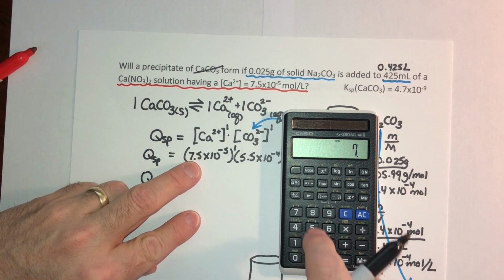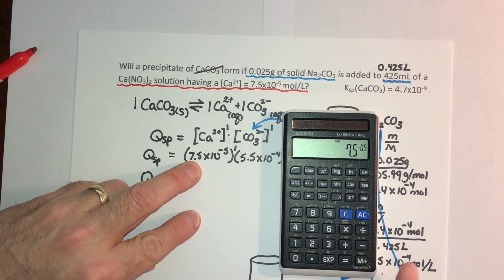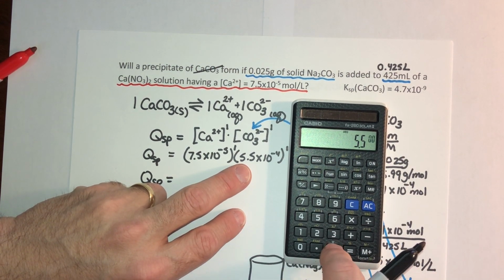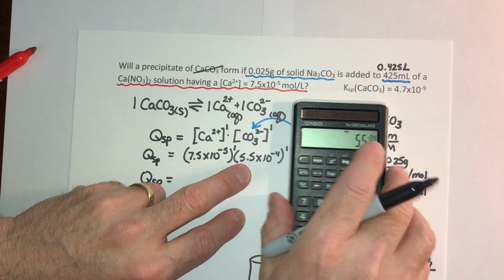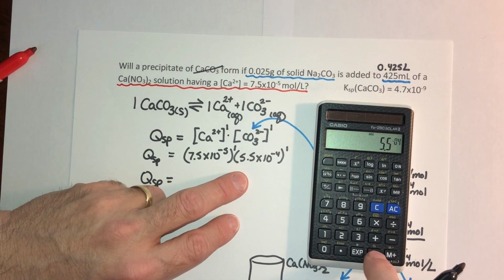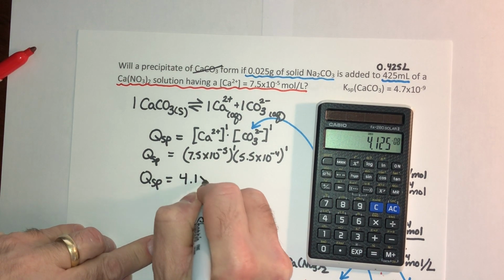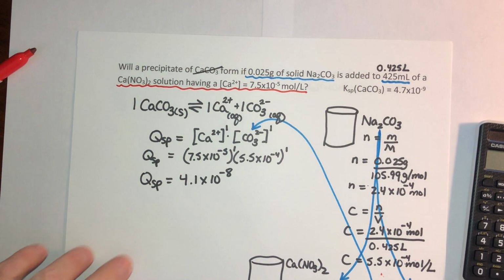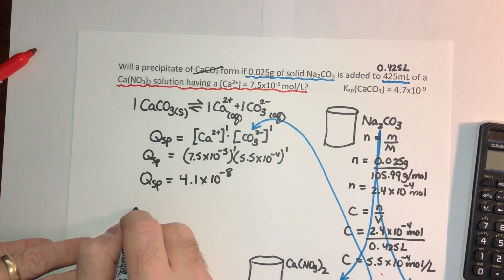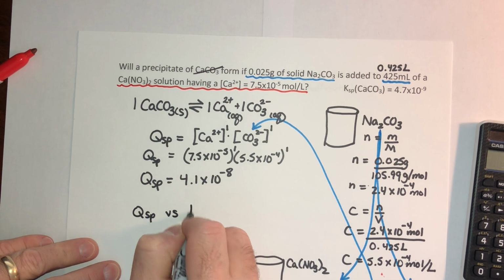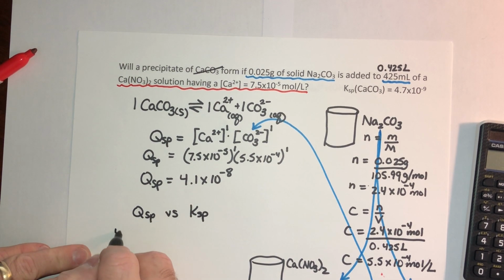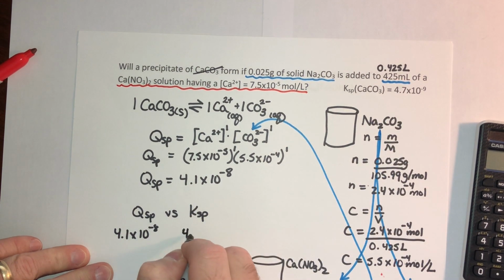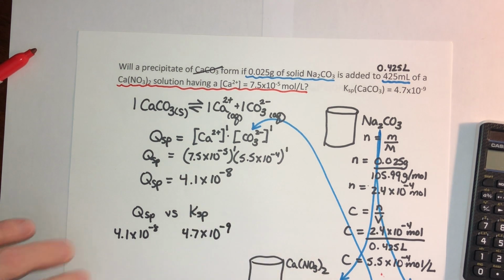All right, I've got 7.5 times 10 to the power of minus 5 to the power of 1, which doesn't change it, times 5.5 times 10 to the power of minus 4, again, to the power of 1, which doesn't change it. And that gives me 4.1 times 10 to the minus 8. All right, excellent. Now this is your compare and contrast, right? You're going to do Qsp versus Ksp. Your Qsp is 4.1 times 10 to the minus 8. Your Ksp is 4.7 times 10 to the minus 9.